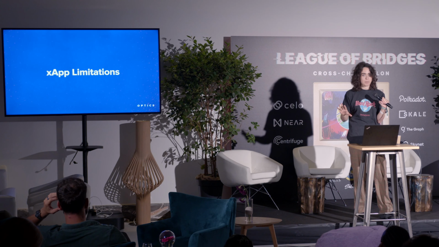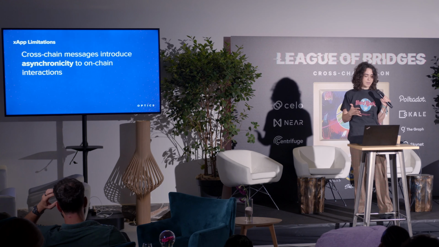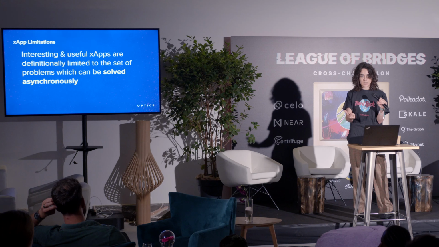Really quick, I want to touch on a couple of limitations. Cross-chain messages introduce asynchronicity to on-chain interactions. So interesting and useful xApps are definitionally limited to the set of problems that can be solved asynchronously. By definition, we cannot, in an atomic transaction on-chain, interoperate with another network. So you have to think in the problem set of things that can be solved asynchronously. For example, something like an automated market maker in a cross-chain environment would face design challenges based on this. But something like a token bridge, for example, would work just fine.